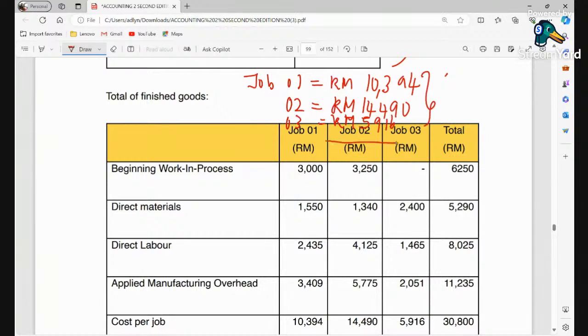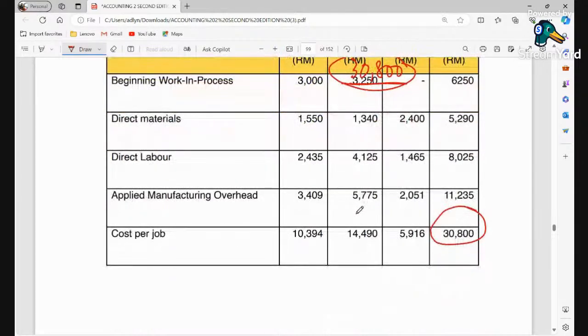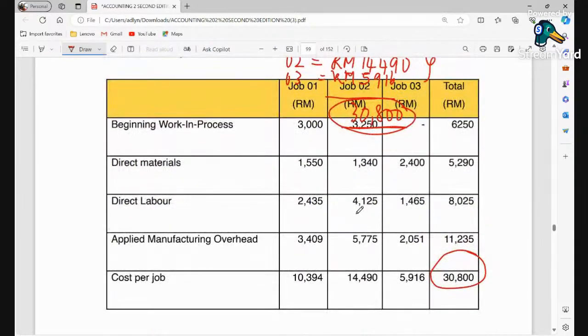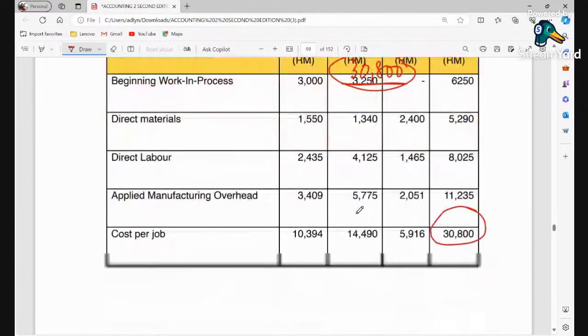Tapi jangan tinggal dia macam tu. Okay, kena jumlahkan. So jumlah di sini ialah 30,800. Ini baru menjawab soalan sebab soalan tanya total cost of finished goods. So you ada 3 different job yang dah siap, and then just tunjuk saja 01 berapa, 02 berapa, 03 berapa, and then kita akan dapat total dia 30,800. Okay, that is for the second question or B.